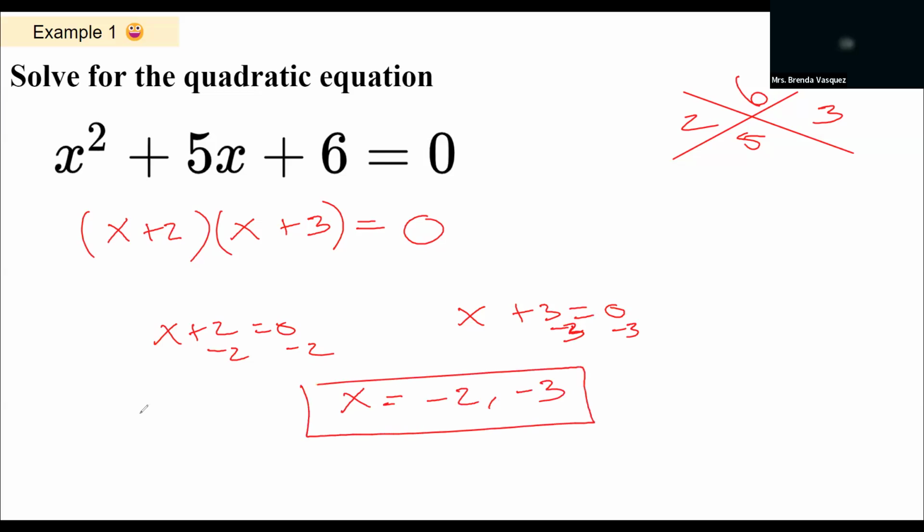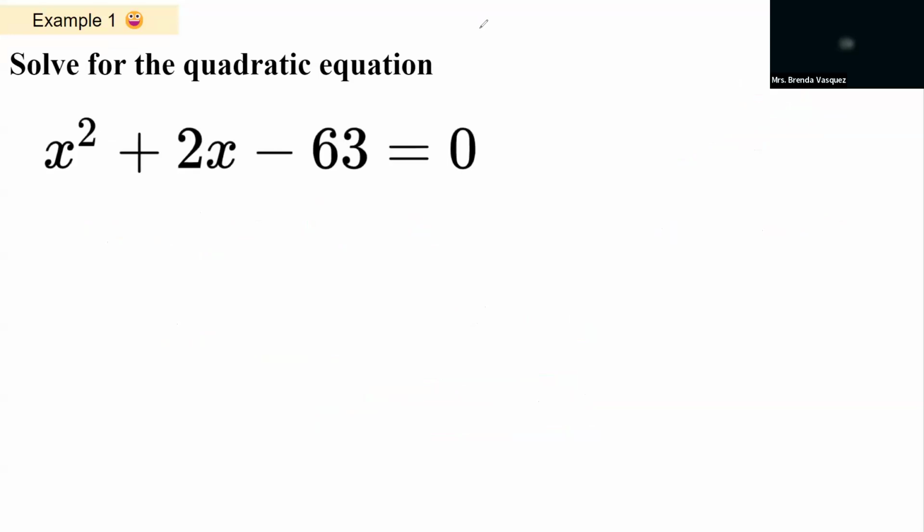And you can go back and substitute your values and check to see if indeed you're going to get 0 for those solutions. So we can go back into our equation: -2 squared plus 5 times -2 plus 6, and we should have it equal to 0, and check if the other solution will also be 0. Okay, all right. Let's see if you guys got this. Go ahead and factor x squared plus 2x minus 63 equals 0. So again, my first step is to factor, then set each factor equal to 0.